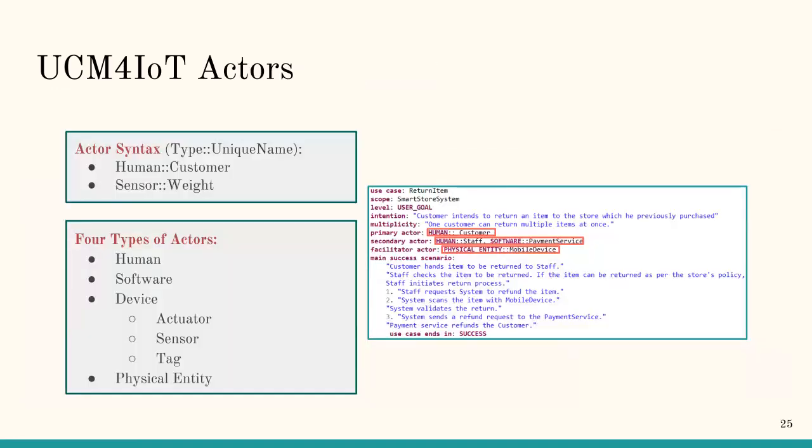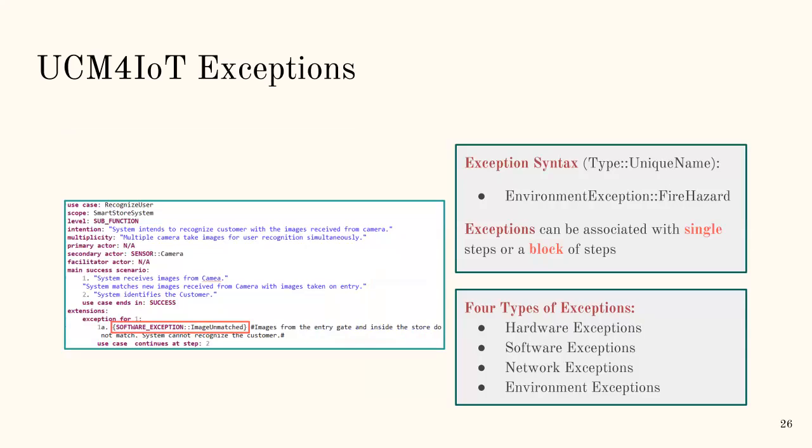You can define actors in USIM for IoT. Here, for example, you can define actors up here in the use case in the USIM for IoT file model. There are 4 types of actors: human, software, devices, and physical entities. And there are also 3 types of devices: actuators, sensors, and tags. You can also define and raise exceptions in USIM for IoT. There are 4 types of exceptions: hardware, software, network, and environment.